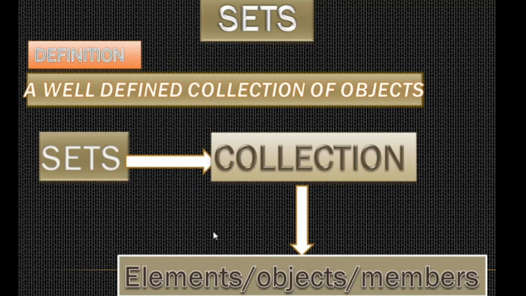Now here your chapter actually starts. Sets, definition: a well defined collection of objects is called a set. What is a set? It is a collection. Collection of what? The elements. Just now we were writing 2, 4, 6, 8. They are called elements. You can call them objects or members.